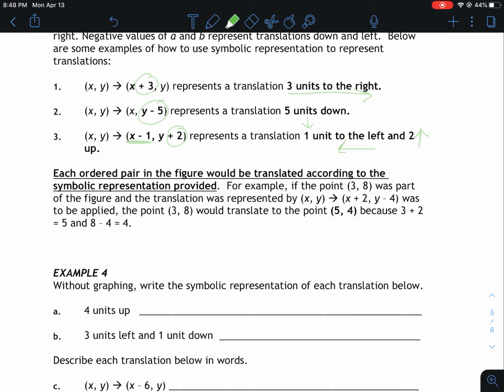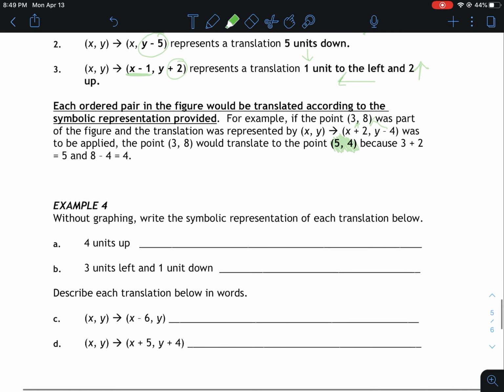And if we subtract 4 from the y, that would give us 4. So our new ordered pair would actually be 5, 4, because we added 2 to the x and we subtracted 4 from the y. All right. So now we're going to look at this. It says, without graphing, write the symbolic representation of each translation below.